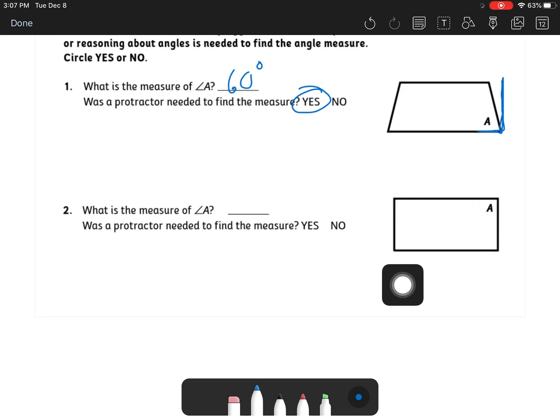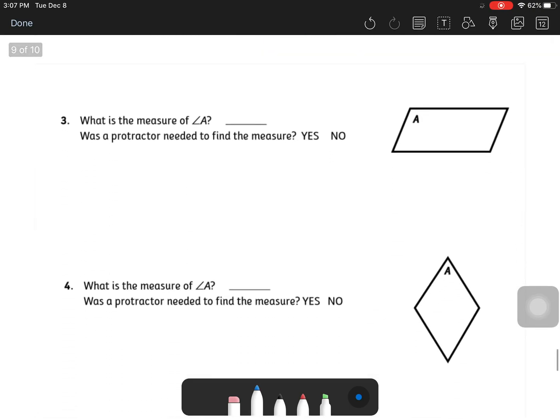Now in this one, we've got a rectangle, right? And so I'm going to say in this one, we don't need a protractor because in a rectangle, all the angles are 90 degrees, the right angles. So this is going to be right here. That's going to be 90 degrees, just like all of them.